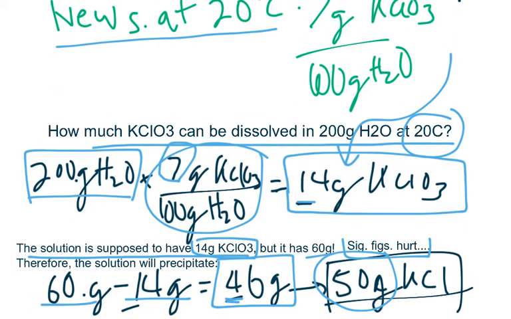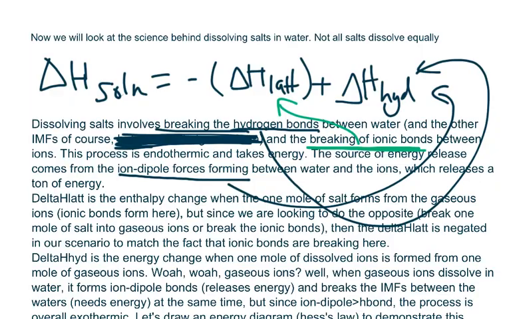Now that we learned about precipitation and the idea of supersaturation, let's talk about the science behind dissolving salts in water. Now, not all salts dissolve equally. Before we get to the formula, we have to talk about a few things.